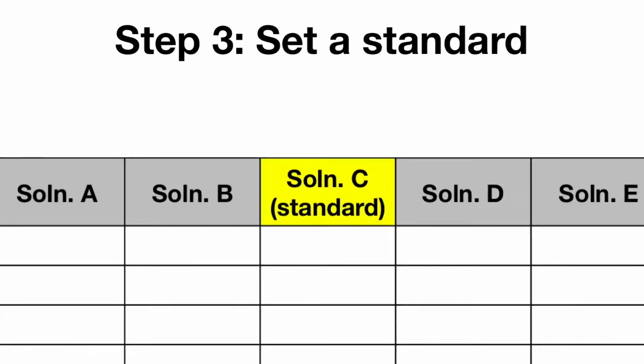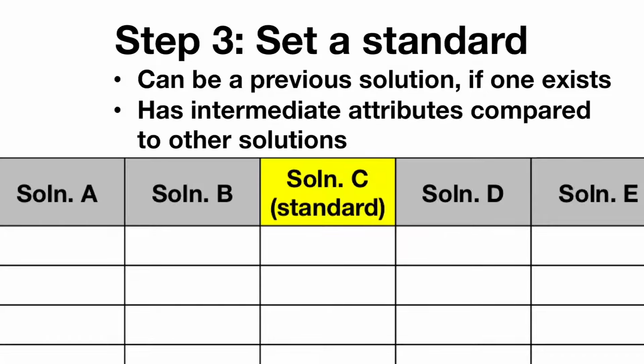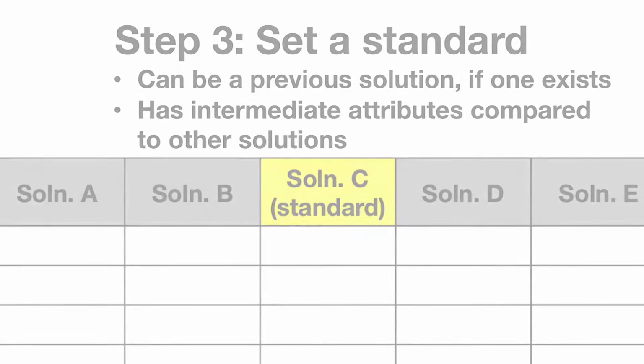The third step is to set a standard solution or a reference solution. The standard can be a previous or existing solution if one exists. What's most important is that the standard have intermediate or mid-range characteristics or attributes compared with other proposed solutions. In other words, the standard should have mid-range values based on the design criteria.